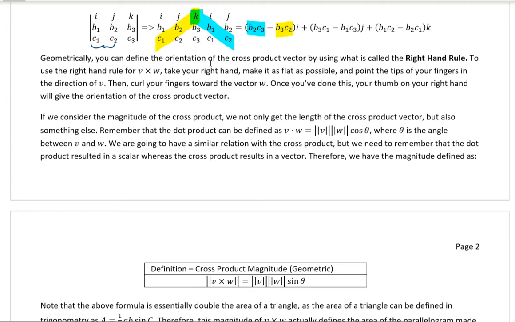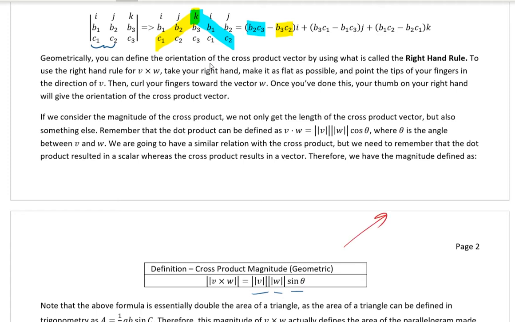Also, if you consider the magnitude of the cross product, you actually get something a little bit odd. Remember that the cross product will result in a vector, so finding the magnitude is actually relevant. What you'll get is something that looks a lot like the geometric definition for the dot product of VW cosine of alpha, or cosine of theta. In this case, you get VW sine of theta, and what you'll actually find is the area for the parallelogram made by the two vectors.